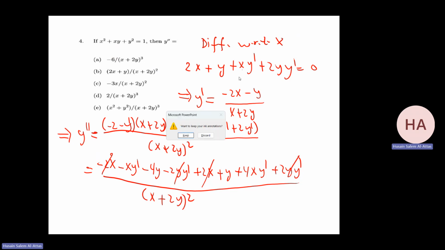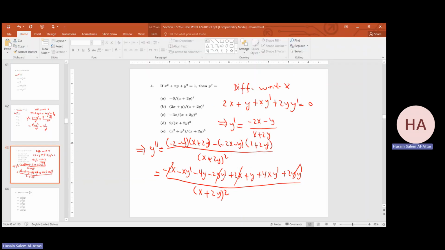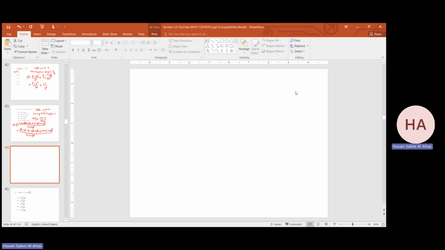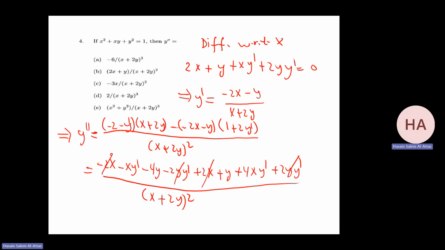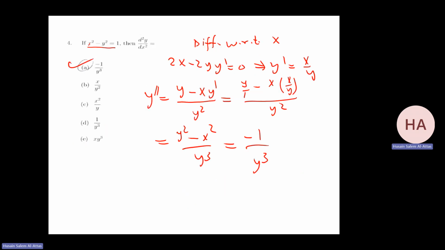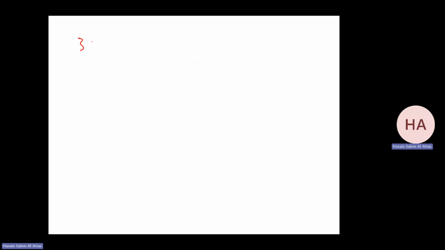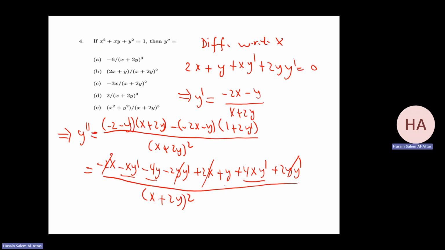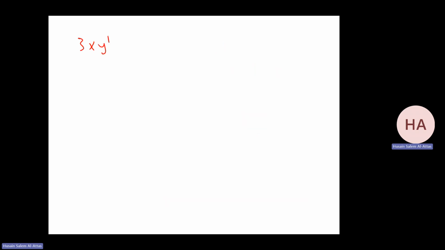I think I need more space for that. So what I have: minus xy prime with 4xy prime, that will be, sorry, 3xy prime. I have minus 4y plus y, that gives me minus 3y. Minus 3y, all over x plus 2y all squared. This is what we have.